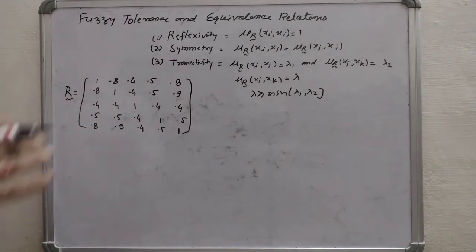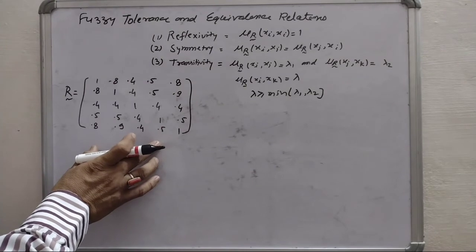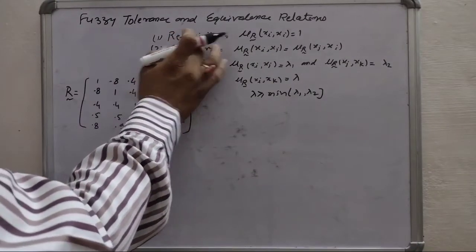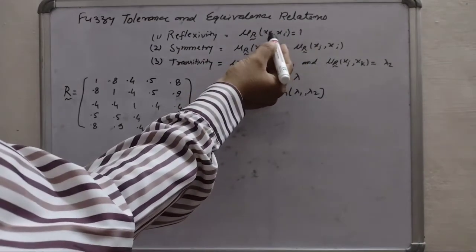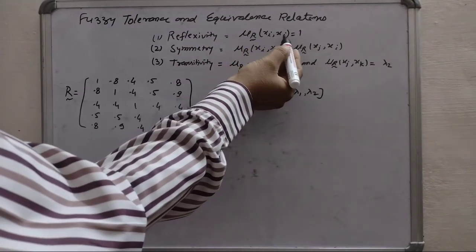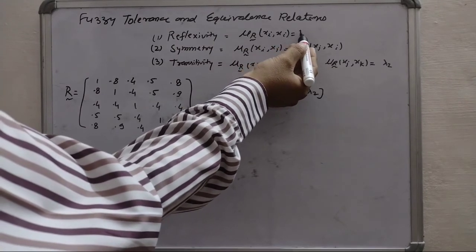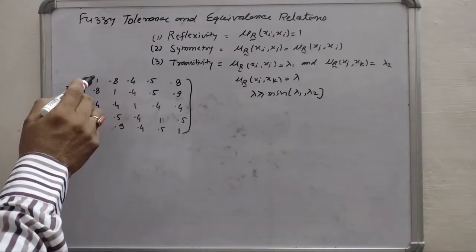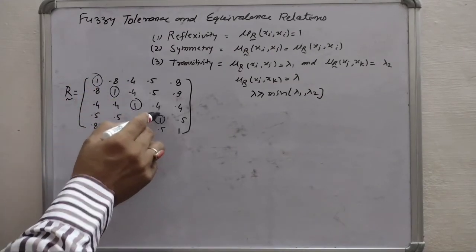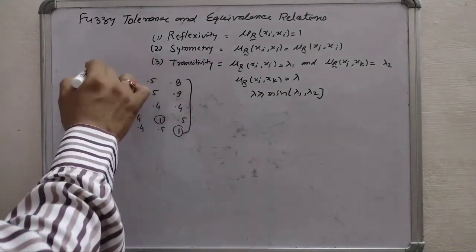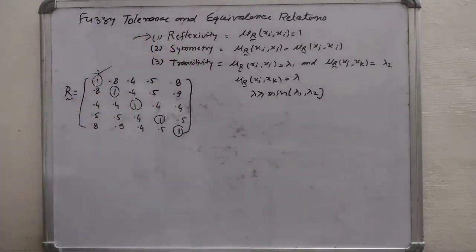Now we will test all these three properties on this relation matrix. First is reflexivity. Mu r xi equals 1 means if I put i equals 1, so x11, x22, x33, x44, x55. We can see here x11, x22, x33, x44, x55 all are 1. So it is holding this reflexivity. All are 1 in the diagonal.